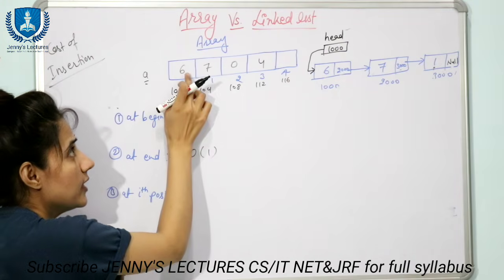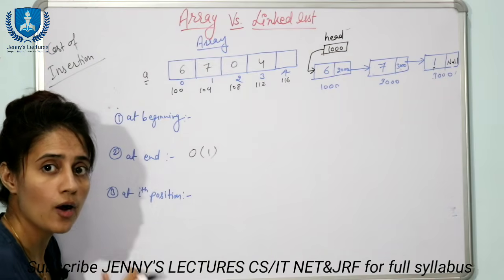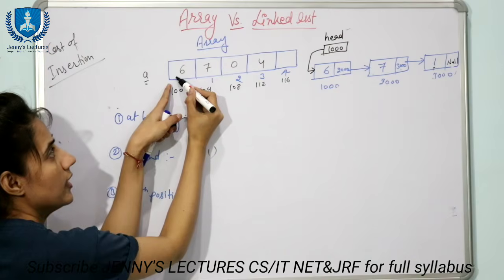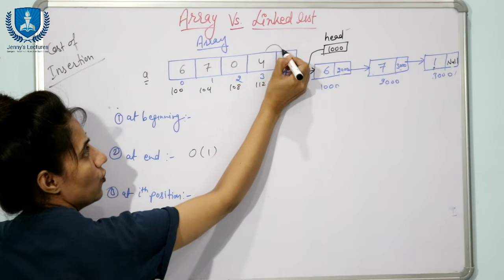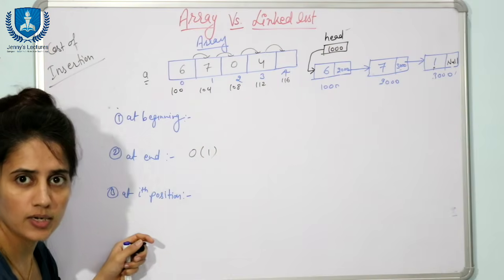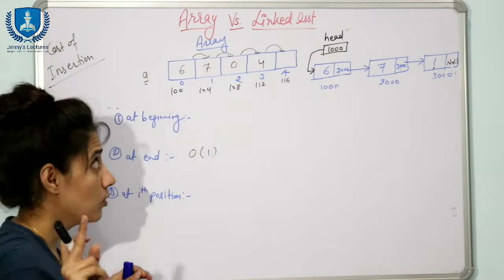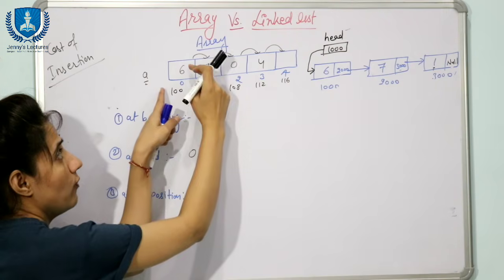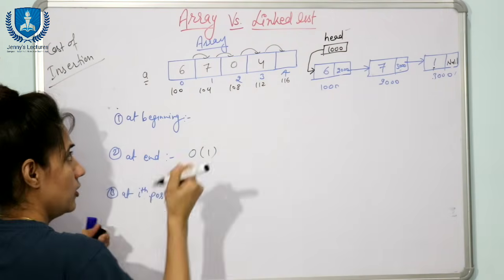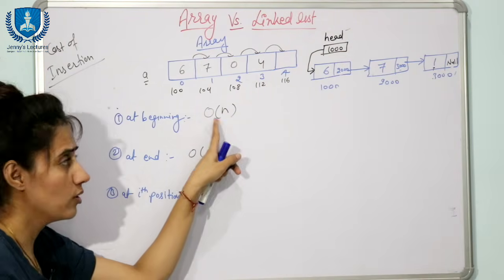So at the end it is going to take order of 1 constant time. But if you want to insert here in the beginning of the array, then how you will insert? You have to shift all the elements to the right side. If you want to insert here, then you have to shift 4 here, then 0, then 7, then 6, and after that you can insert here. This thing, how to insert data in array, we have already discussed, so you can check out that video, fine. So you have to shift how many elements? N elements. So it depends on the number of elements. So it is going to take order of n. If you want to insert at beginning, the cost is order of n.